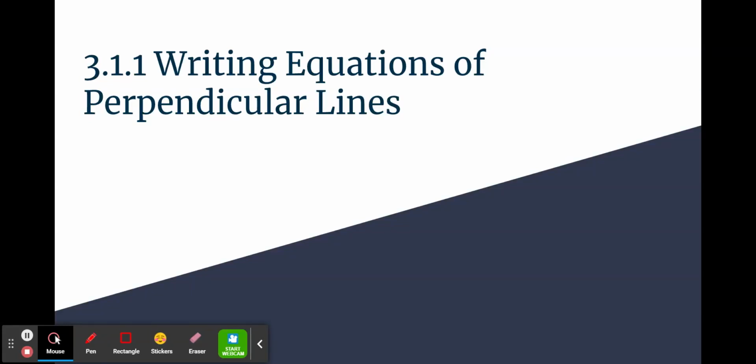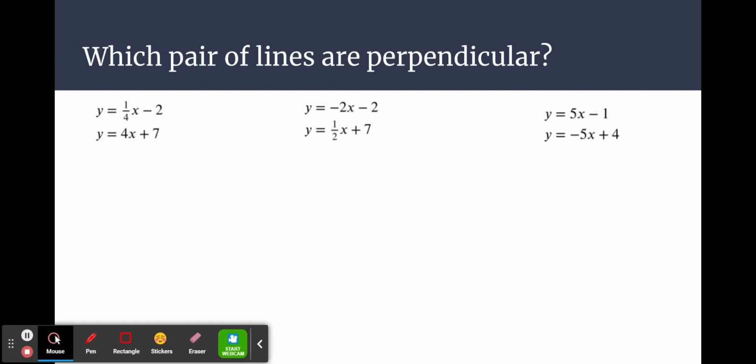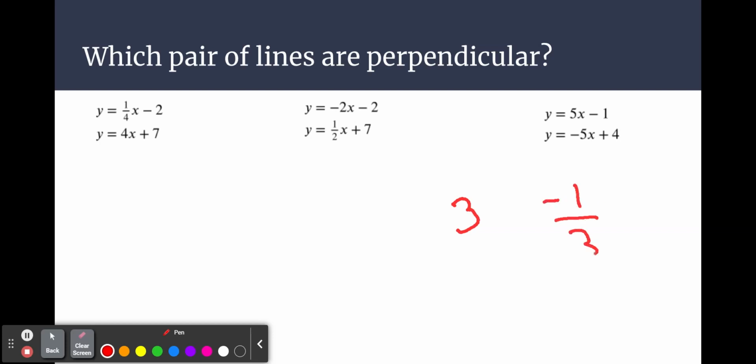Okay, in this video, we're going to go over writing equations of perpendicular lines. Remember that perpendicular lines have opposite reciprocal slopes. So, for example, 3 and -1/3, or 2/7 and 7/2. That means the fractions are flipped and one is positive and one is negative.